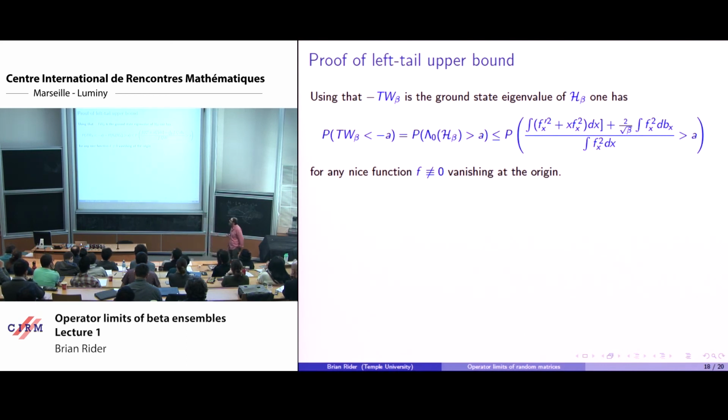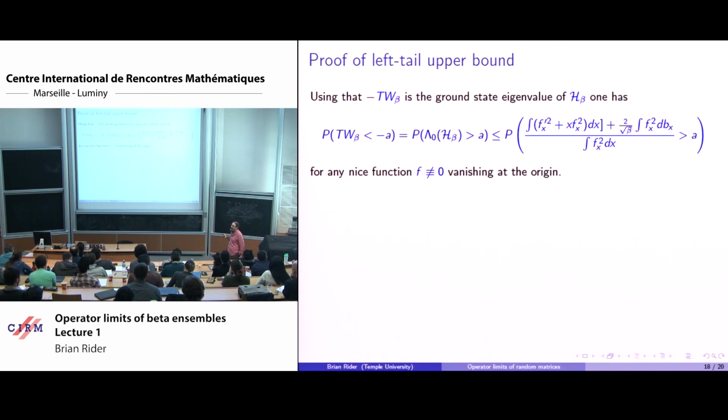So here's a proof of the left tail upper bound. Tracy-Widom beta is apparently the ground state eigenvalue for the stochastic Airy operator. So that means if I want to compute the probability that Tracy-Widom beta is less than some big negative level, I need the ground state to be bigger than some big positive level. So the ground state is a minimization problem.